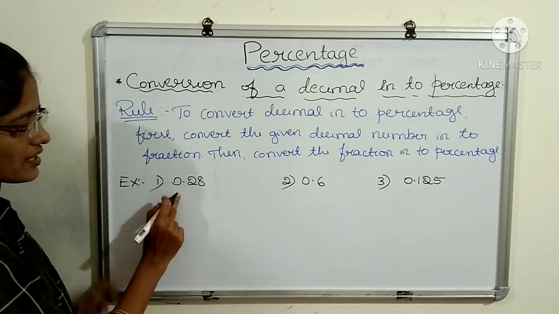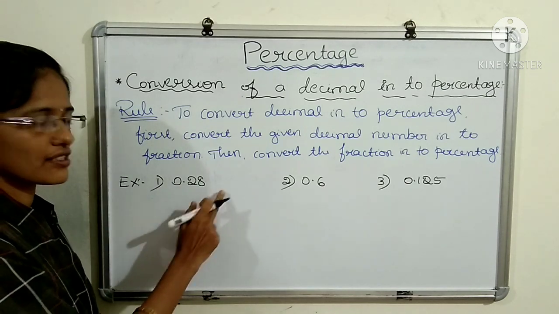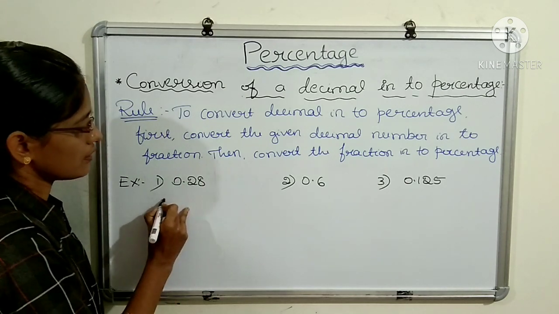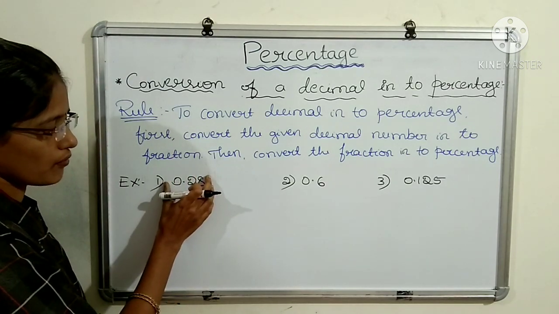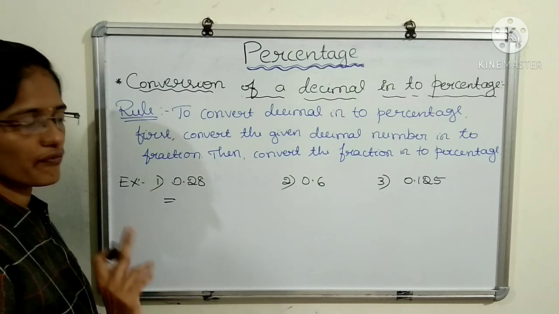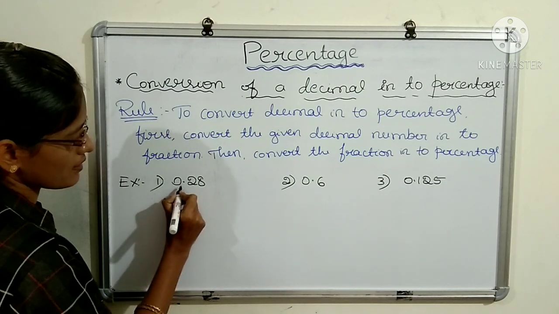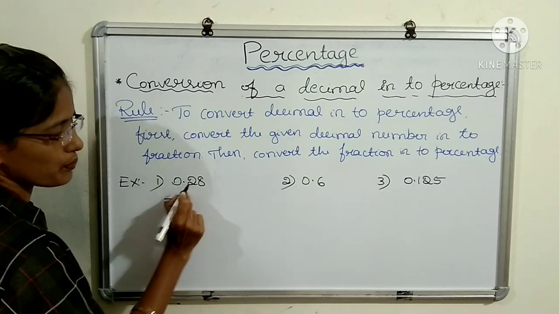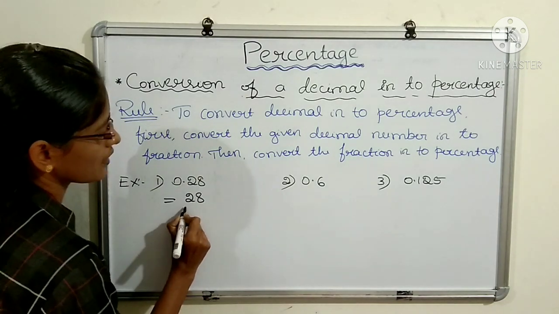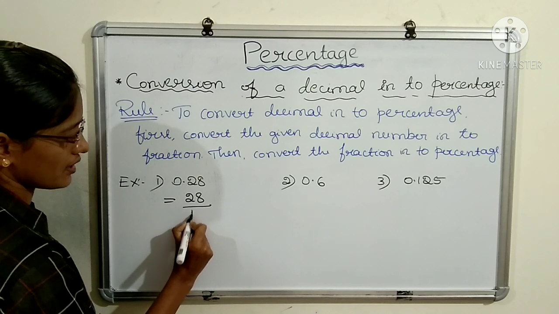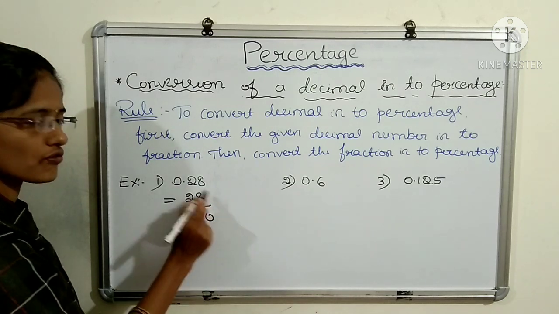Now, let us take a first example. 0.28. 0.28 is in what? Decimal form. This decimal form to fraction form. First step. How to convert, students? After the decimal point, there are two places. So, in the numerator, what we have to take? 28. In the denominator, 100. It is in fraction form.